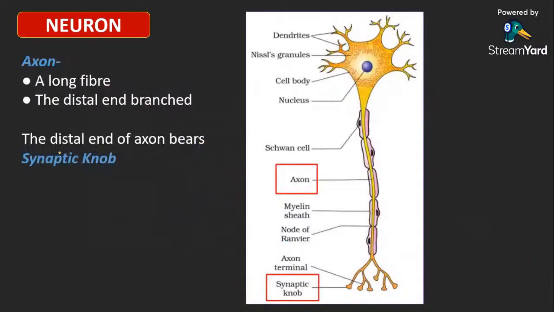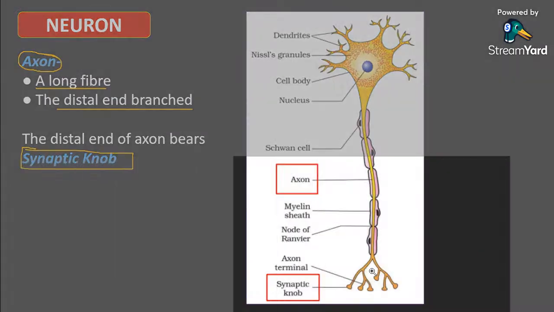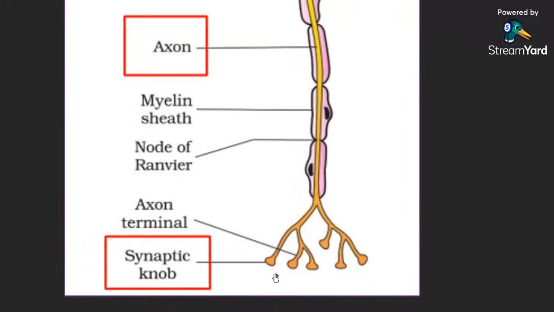Okay? Yes. What is axon? We have already discussed: a long fiber is referred to as the axon. The distal end is branched. The distal end of the axon bears a synaptic knob. I will just enlarge the image. This image is there in your NCERT. Look, it is the synaptic knob, the bulged portion at the synapse.